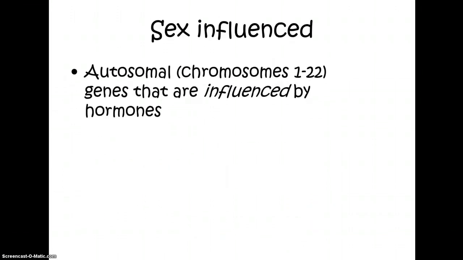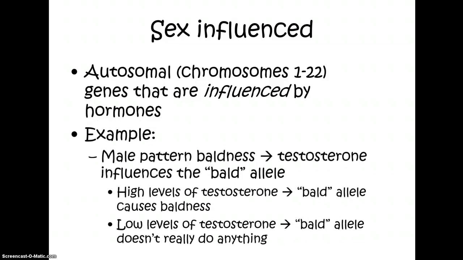Alright, so sex influenced traits. These are alleles that are found on autosomal chromosomes. Those are chromosomes 1 through 22, the chromosomes that code for everything that's not gender. Genes that are influenced by hormones are going to be your sex influenced genes, or your sex influenced traits.